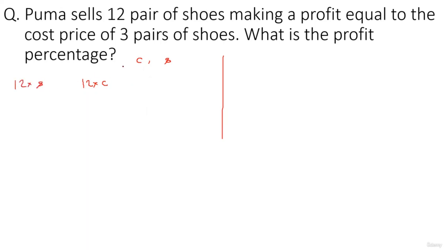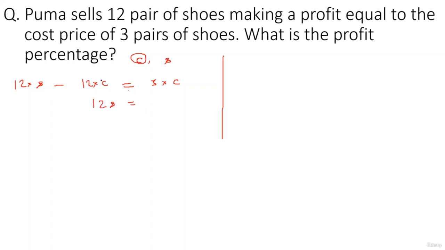Now it is given that they are making a profit equal to the cost price of 3 shoes. So the difference of the selling price minus the cost price is your profit. Profit is equal to the cost price of 3 pairs of shoes. The cost price of 1 pair of shoes is, as we took, C, so for 3 pairs how much will it be? 3 into C. Right? So you will establish the ratio between cost and selling price. That's how you solve the question very quickly and without any confusion.